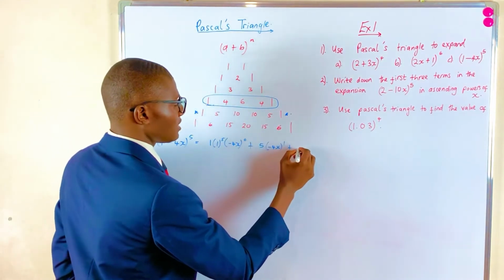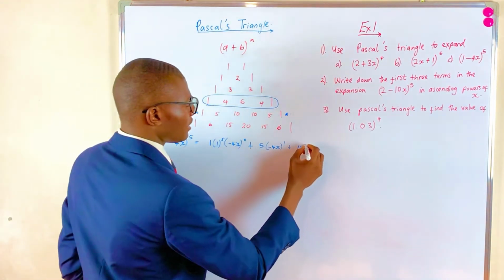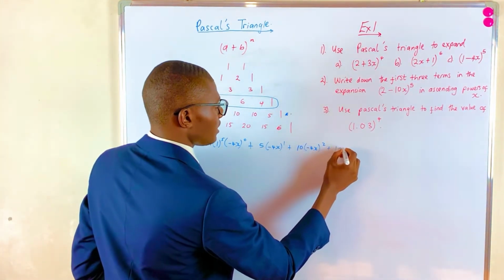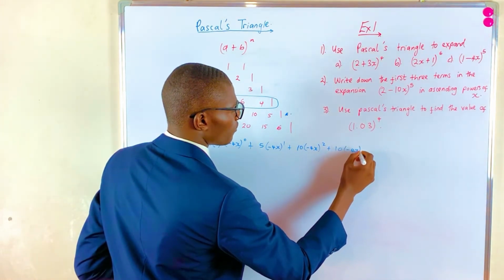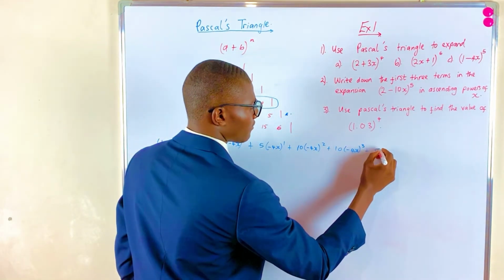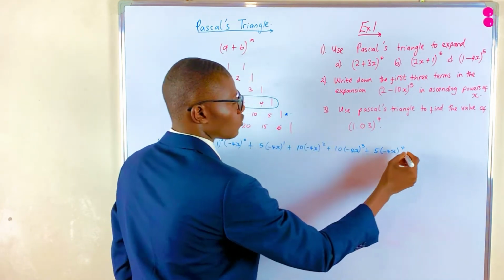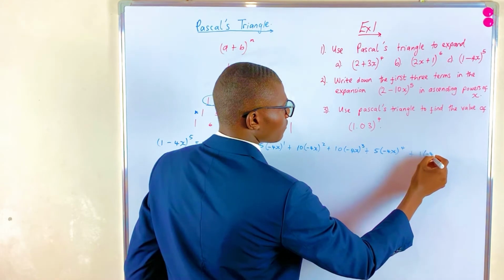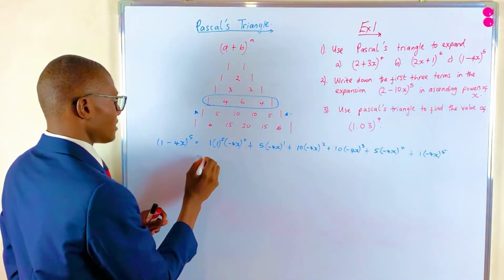And then plus 10 times 1 to the power of 3, then times minus 4x to the power of 2, plus 10 times minus 4x to the power of 3, and then plus 5 times minus 4x to the power of 4, and then plus 1. So this is now plus 1 times minus 4x to the power of 5. So now we shall simply expand.